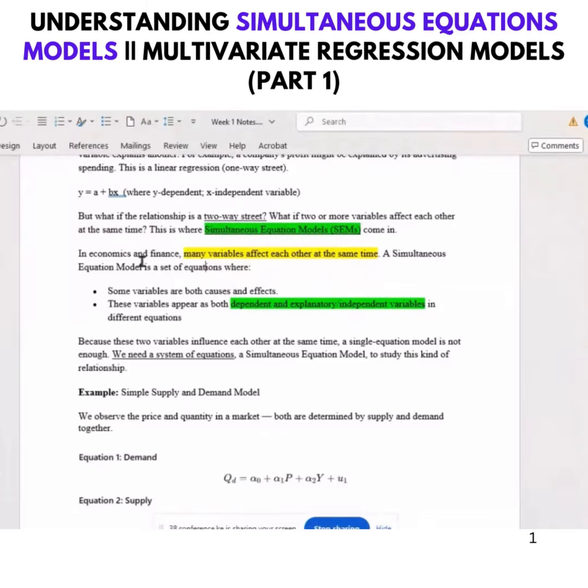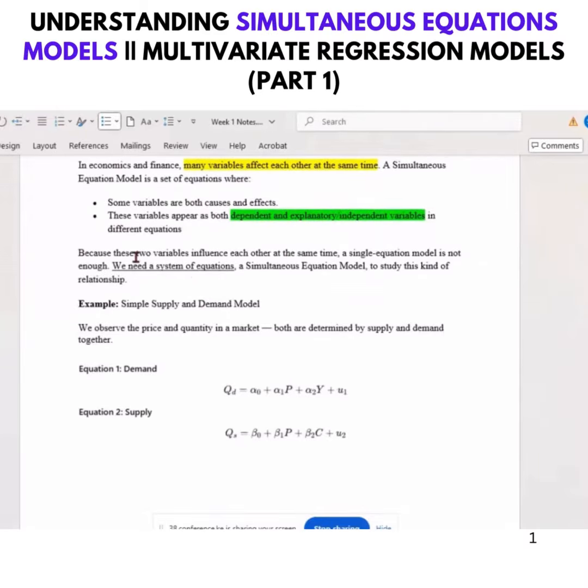And you see that in economics and finance, many variables affect each other at the same time. And we say that a simultaneous equation is a set of equations where, one, some variables are both cause and effect, meaning that they affect each other at the same time. And the second one is that these variables appear as both dependent and explanatory or independent variables in different equations.